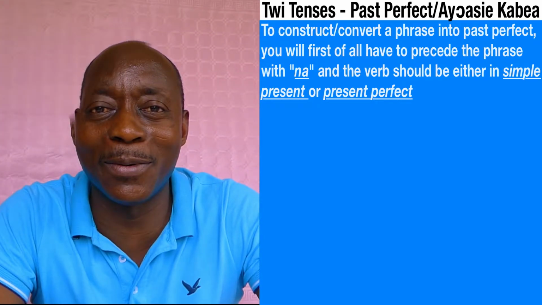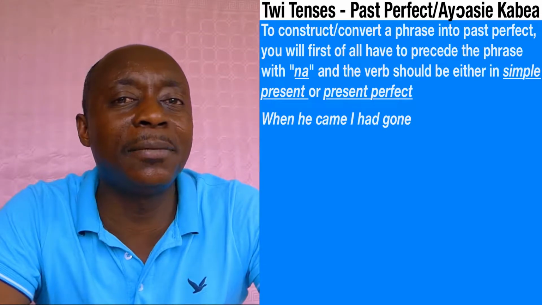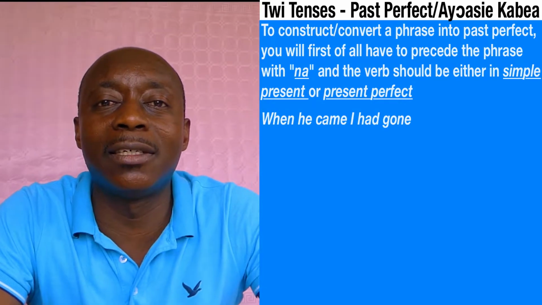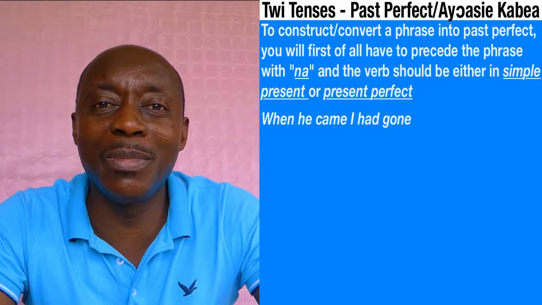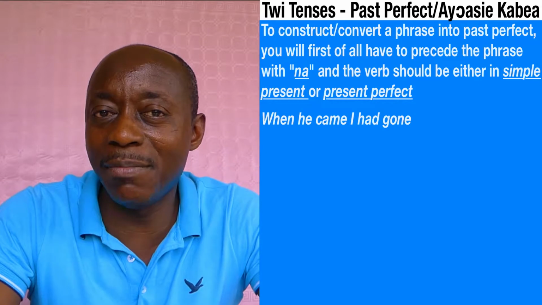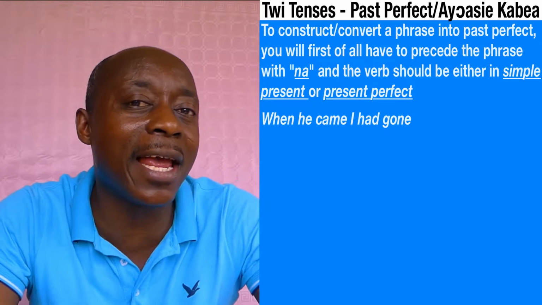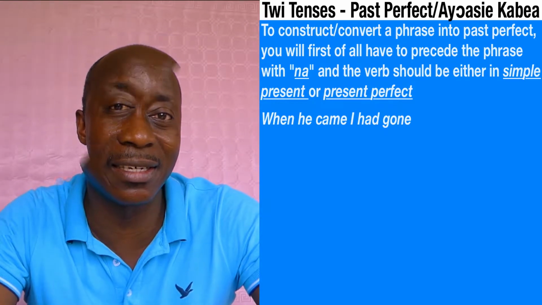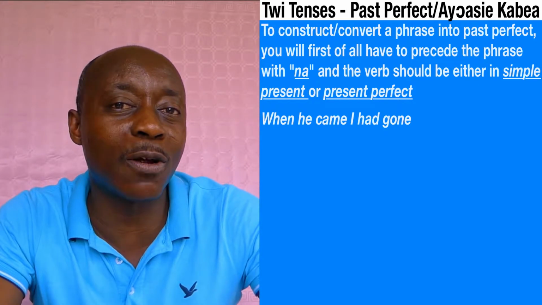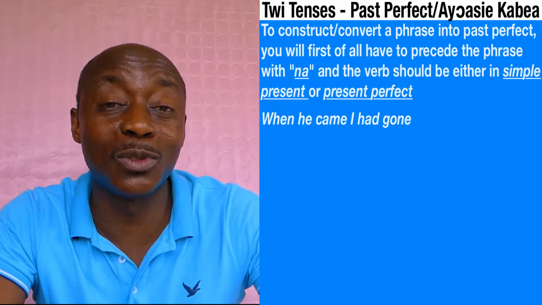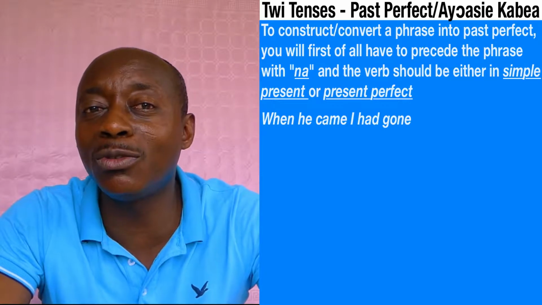Let me give you this example. I can say, when he came, I had gone. It could mean that when he came, I had gone and I was not present. Or it could also mean that though he came to meet me, when he came, I was there, but I had gone and had returned. You see the difference?